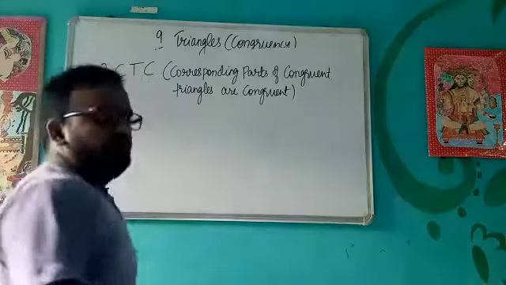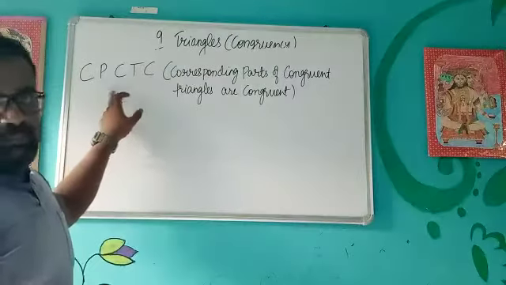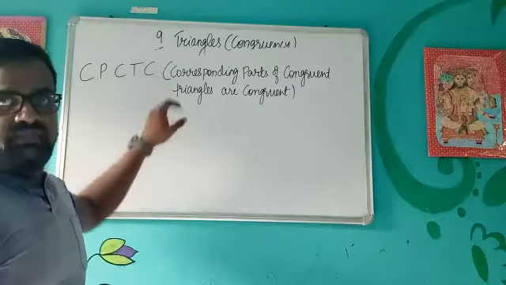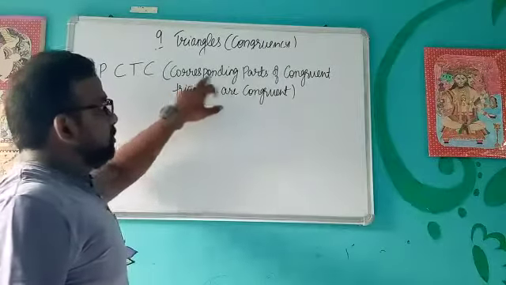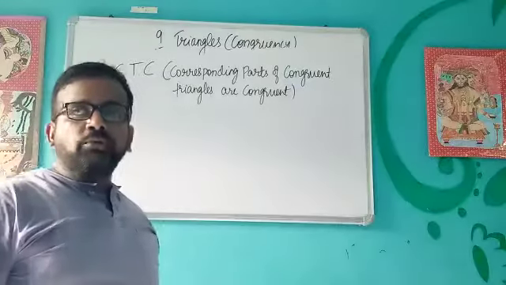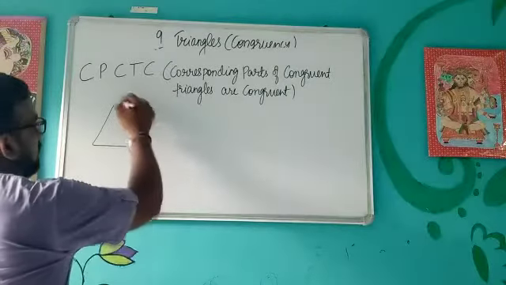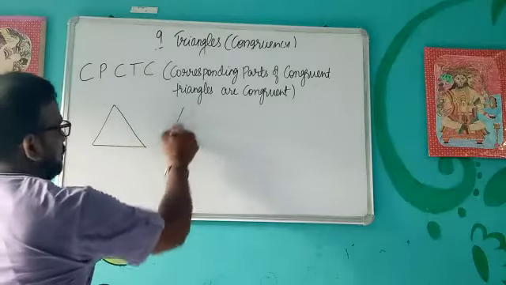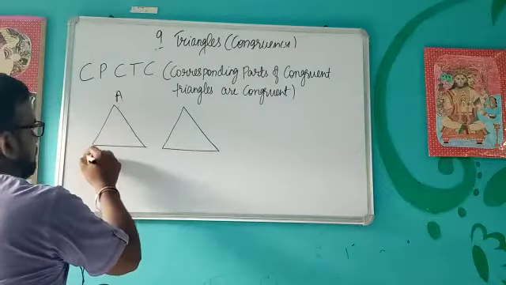Okay, now a very important term, that is CPCTC, that we will frequently use. What is the meaning of this? Corresponding parts of congruent triangles are congruent to each other. What does it mean? Suppose I have taken two triangles.